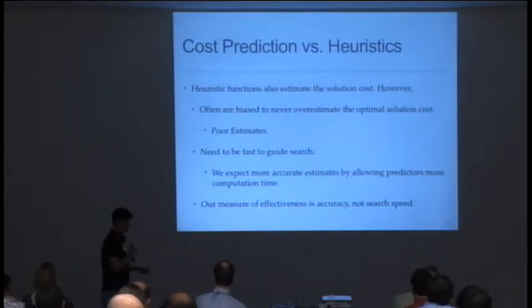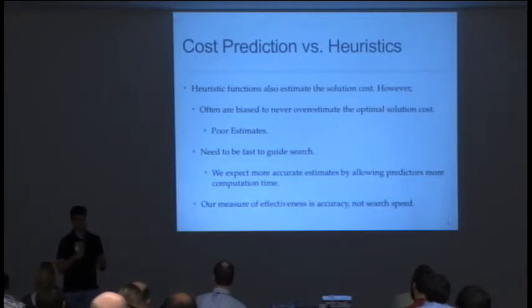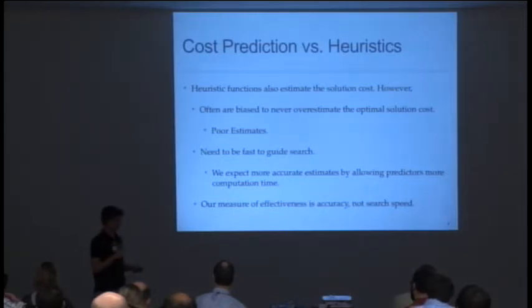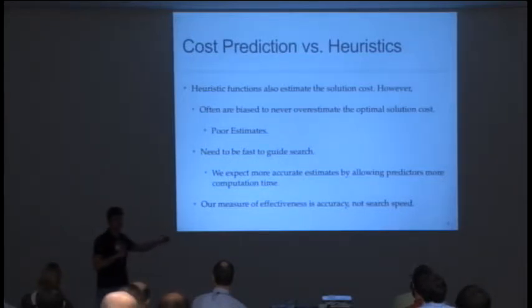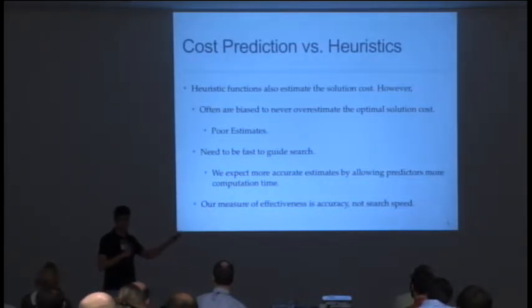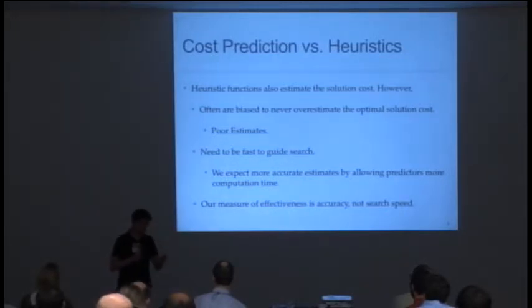And also, heuristic functions better be fast because you want to use them to guide search, and we're interested in getting very accurate predictions, which is in contrast with guiding search. So we can be a little bit slower. We don't want our prediction methods to be as fast as a heuristic function, but we want them to be accurate. So we're also going to measure our system based on the accuracy of the estimations. Whenever you build a heuristic function, you're probably going to plug it into a search algorithm, and you want to show that you find solutions quicker. Here we're just interested in making accurate predictions of the optimal solution cost.